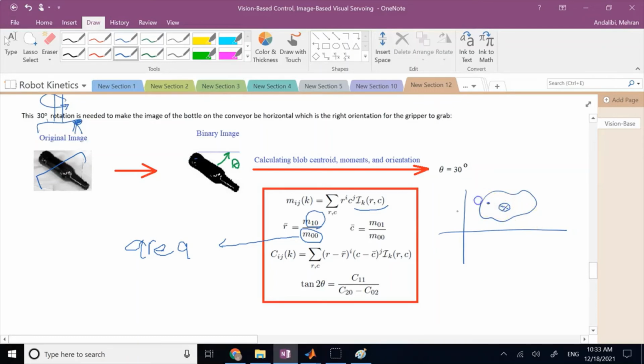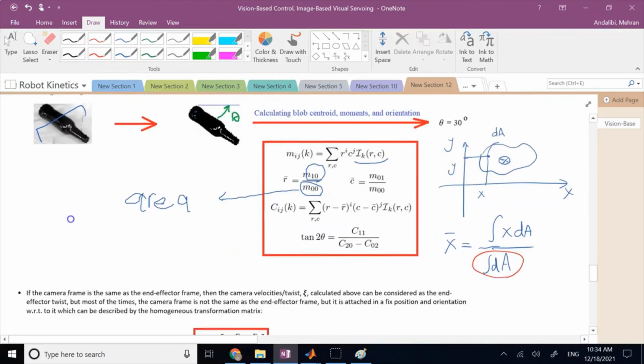You had a specific element, dA, which was in location X and Y, if you remember. And then for X bar, you said it is equal to the integral of X dA over the integral of dA, or the whole A, basically. Right? And this is exactly the same thing, because if you look, the denominator M00 is this A.